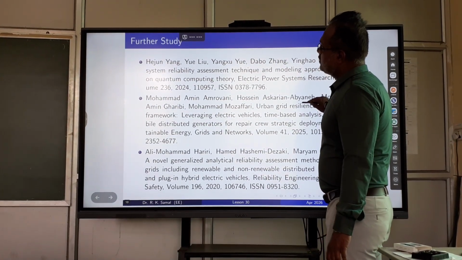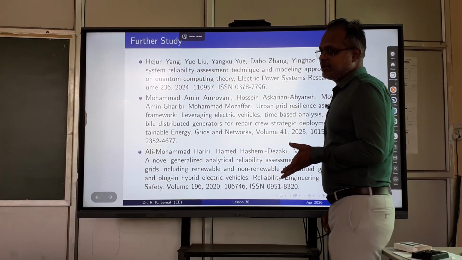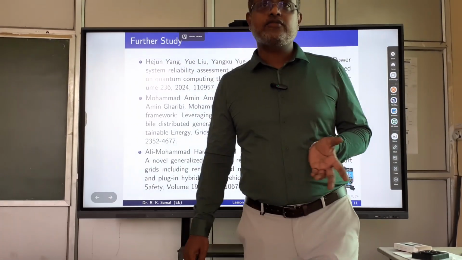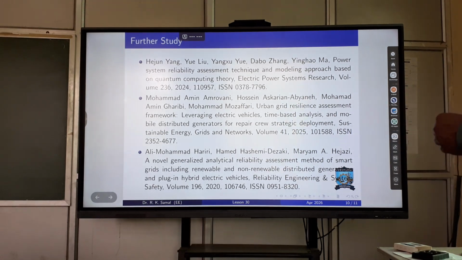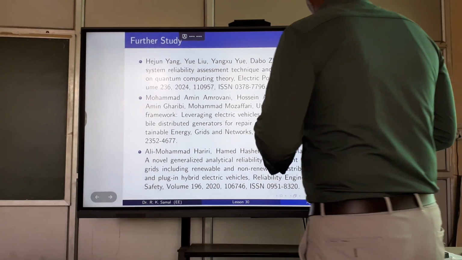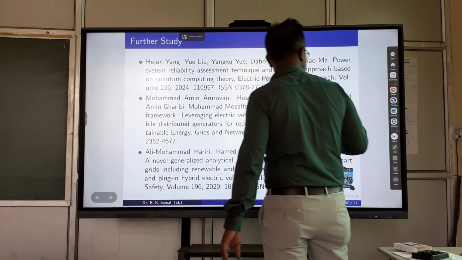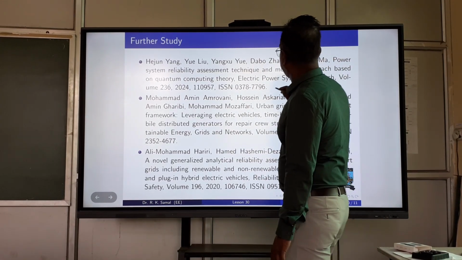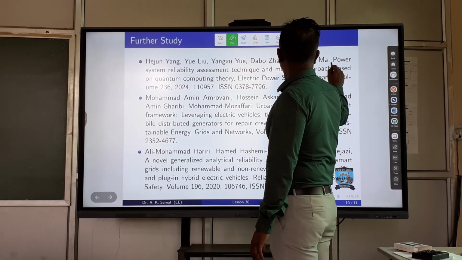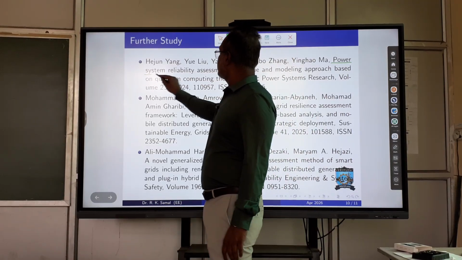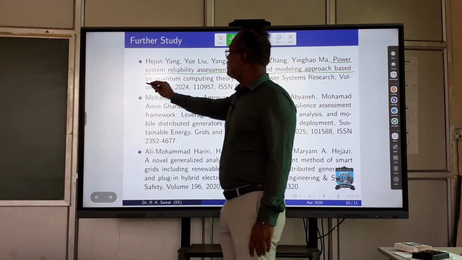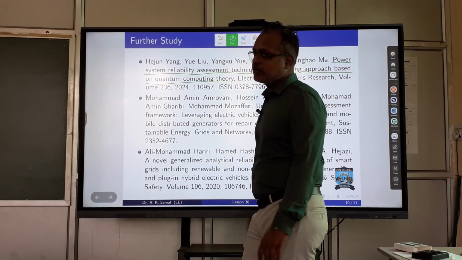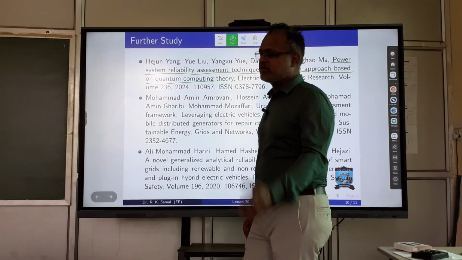Now you will see what you have learned in this chapter, reliability cost system, and how you can apply it to various problems. There are some papers that I have selected. The first paper is on power system reliability assessment technique and modeling approach based on quantum computing. Somebody applied this.